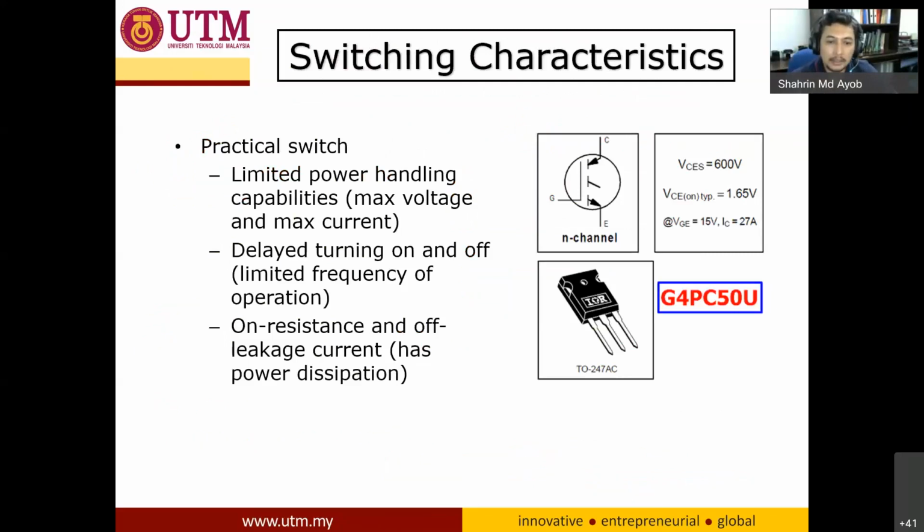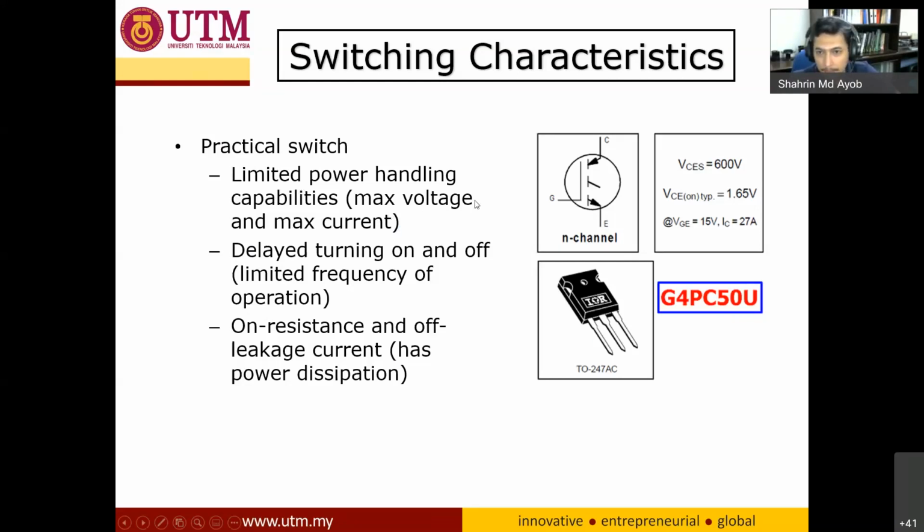So actually, there are three main points here for the practical switch, which is actually the contradiction, or what I call the opposite, of the ideal switch. Okay, so the first one for the practical switch: it depends, because a practical switch is constructed based on semiconductor materials and so on. Depending on the material used, it has some limited power handling capabilities, meaning that it has a maximum voltage and maximum current that can flow inside the transistors, inside the diode, and so on.